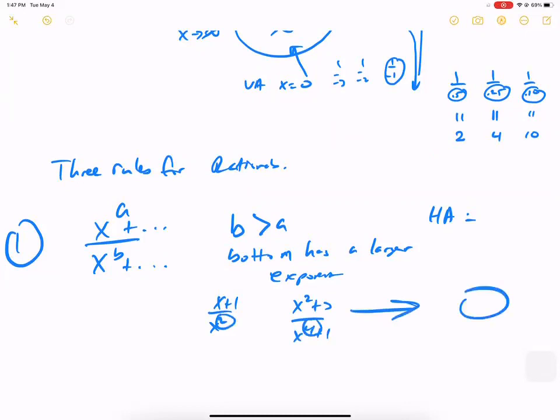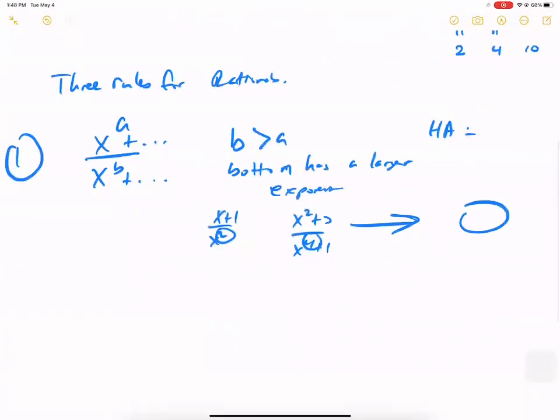Now, I'm not sure you remember the logic behind that. If the number on the bottom has a larger exponent, as x gets bigger and bigger, who's going to be running the race faster, an x squared or an x to the 4th? The bottom denominator, if it has a bigger exponent, is going to be running faster, and that buries the top. And when a number on the bottom buries the top, 1 over 4, 1 over 5, 1 over 10, 1 over 100, does that number get bigger or smaller? The number gets smaller and closer to 0.